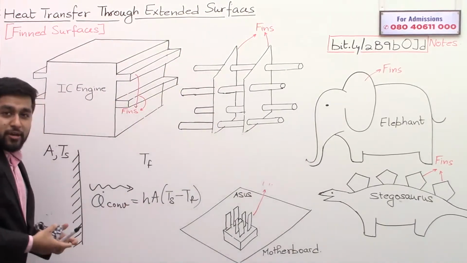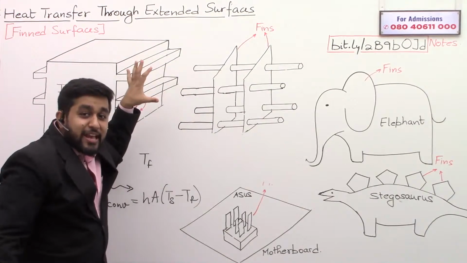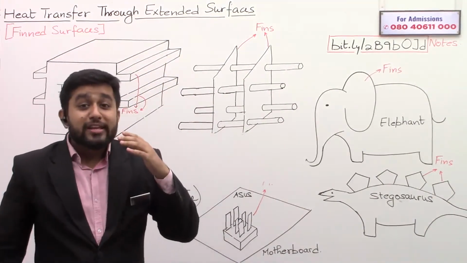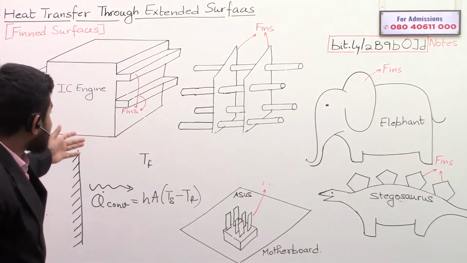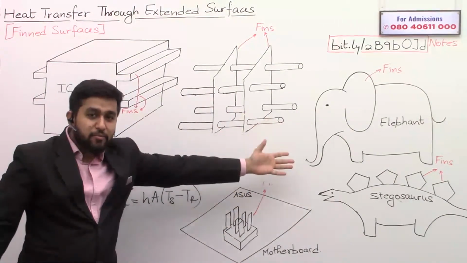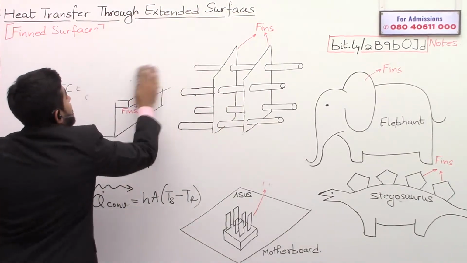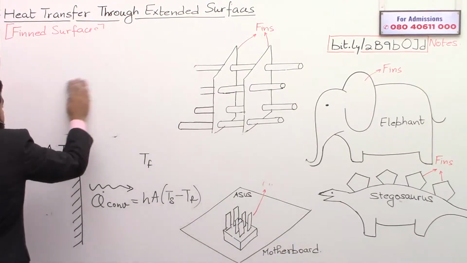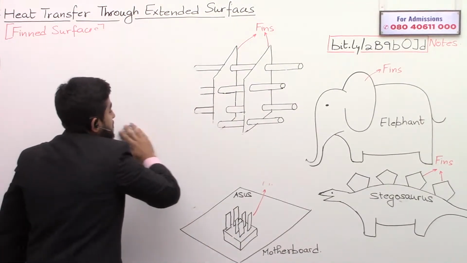You can just write down that these extra areas, these extended surfaces for increasing the rate of heat convection, are called fins. And what are the examples? IC engines, air compressors, pumps, motherboards, animals, a lot of examples are there. So let us start with the analysis.